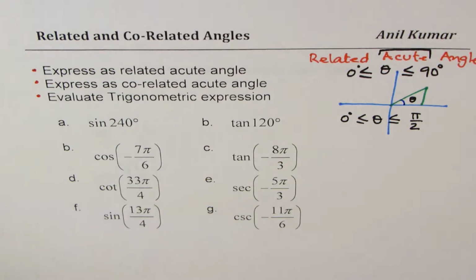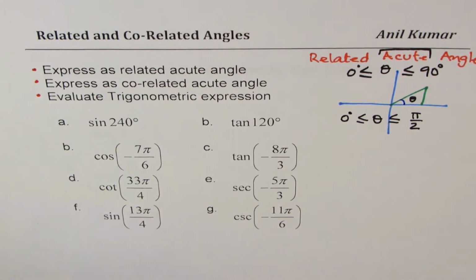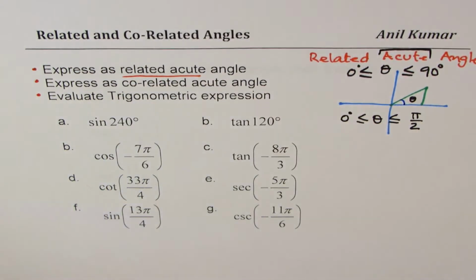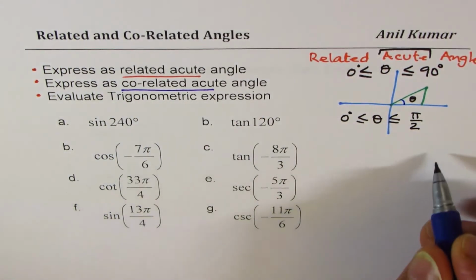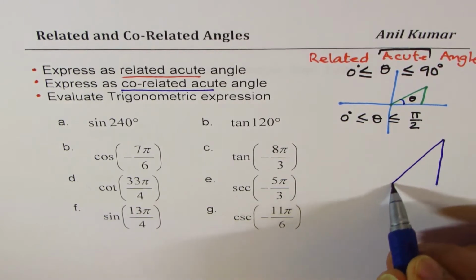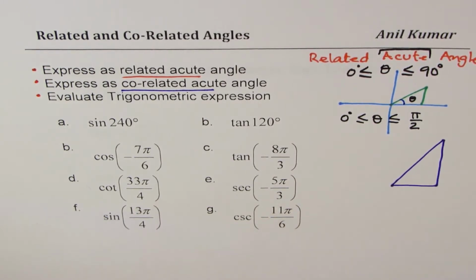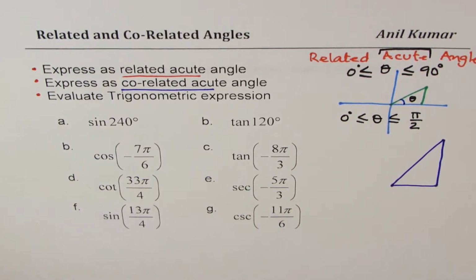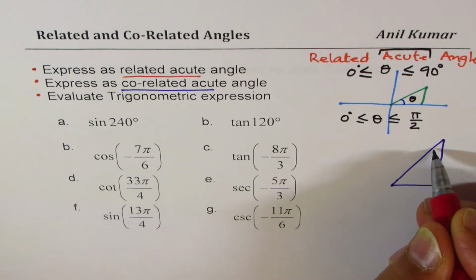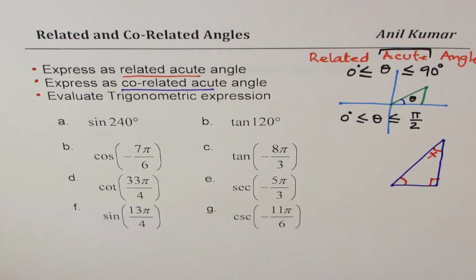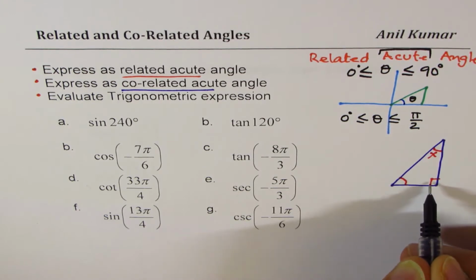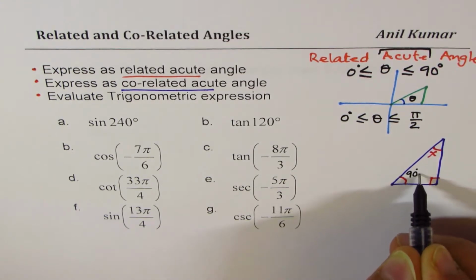Now we are using two terms. One is related acute angle, as we are saying. Let me underline this. The other one is correlated. Now when we talk about correlated angles, then we consider a triangle kind of like this, where if I have angle, let us say x here, and this is 90 degrees. In that case, what is this angle? Well, clearly this angle is 90 minus x. So this is 90 degrees minus x.